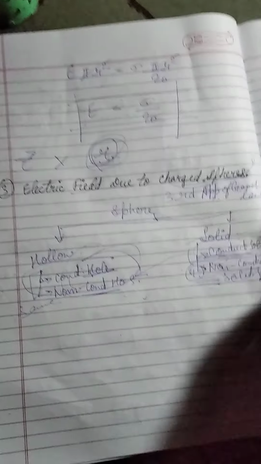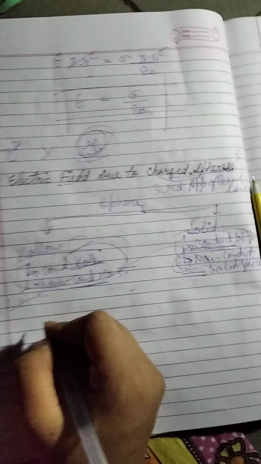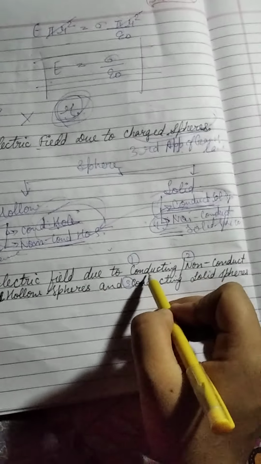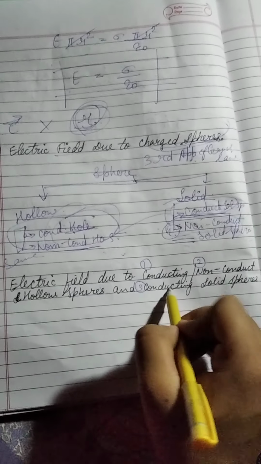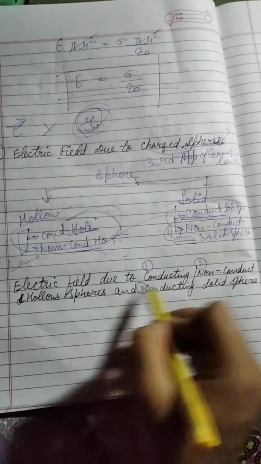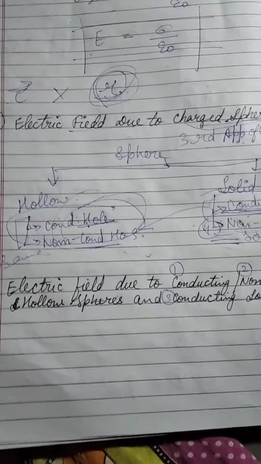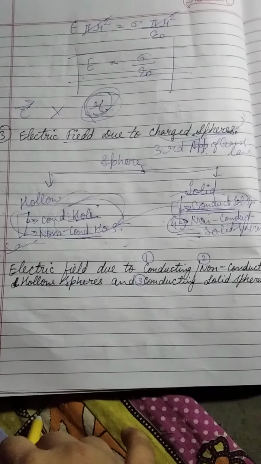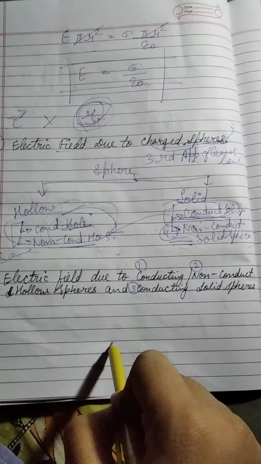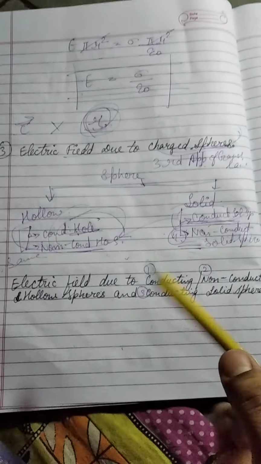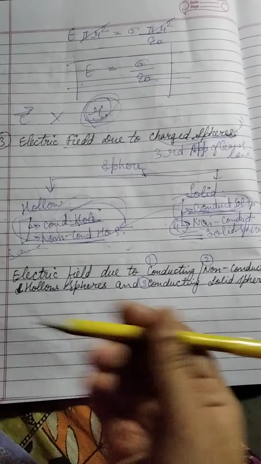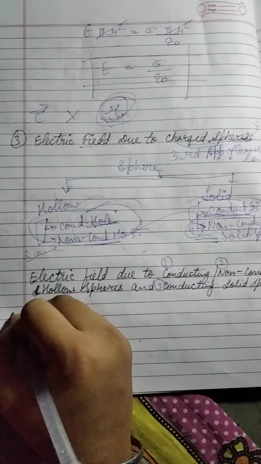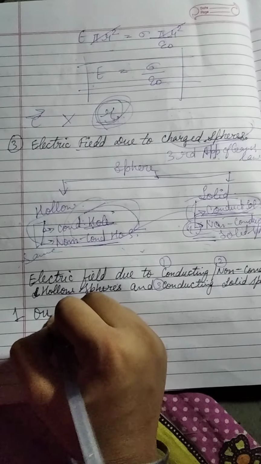So let's write the heading first. I have written the heading: conducting, non-conducting hollow spheres and conducting solid spheres. In this also two cases are there, inside and outside. Inside means Gaussian surface is present inside the sphere, and outside means Gaussian surface is present outside the sphere. So first we will take the case of outside. So put the heading outside.